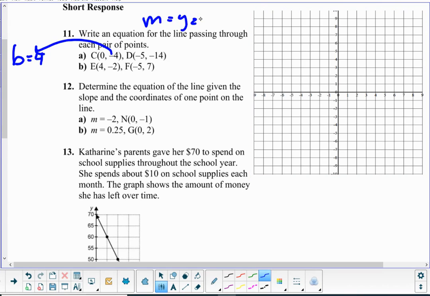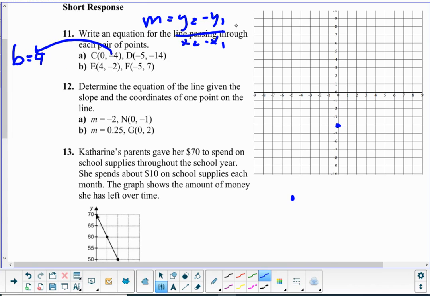And so you might want to graph this, or you could do the slope equation, but we didn't do a lot of that. We did mostly graphing. So if I go negative 0 and negative 4, and I go negative 5 and negative 14, oh, it's way down there. So that's going to be the problem then. That's not good. So we might have to do it mathematically or algebraically.